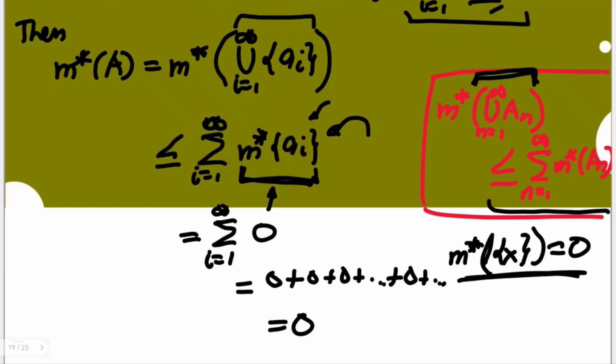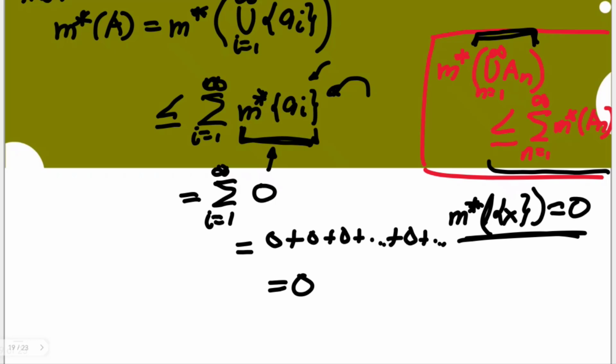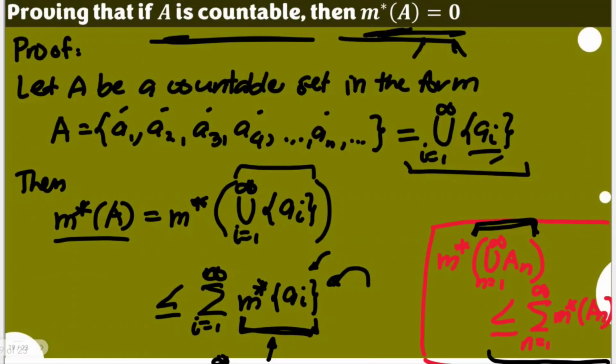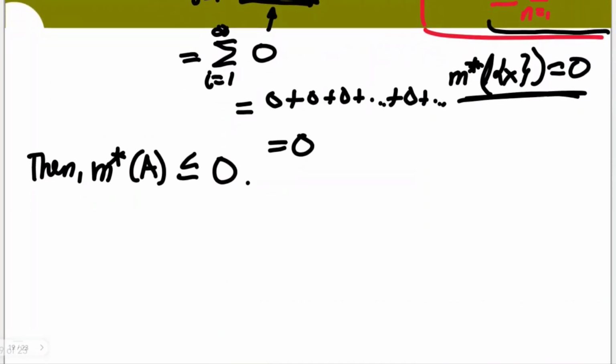So with this, we can now say, cutting everything short, starting from here, that the Lebesgue outer measure of set A is less than or equal to 0, just from this part of the process. Take note, what we are trying to prove is that if A is countable, which is what we have assumed earlier, then the Lebesgue outer measure of such set A is 0. So hopefully we could reach that.